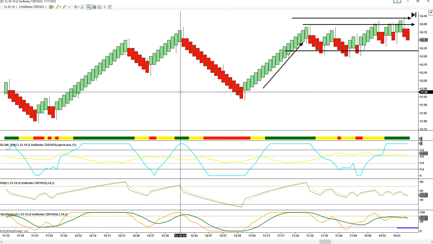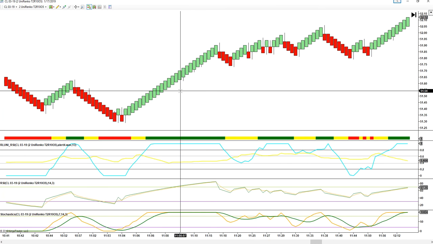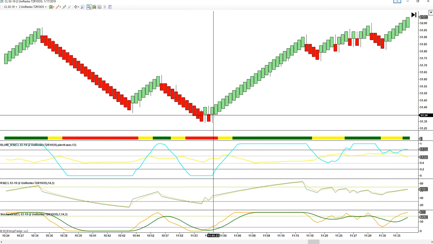And let's look at one more entry. Let's take a look at this move. This is a nice move.